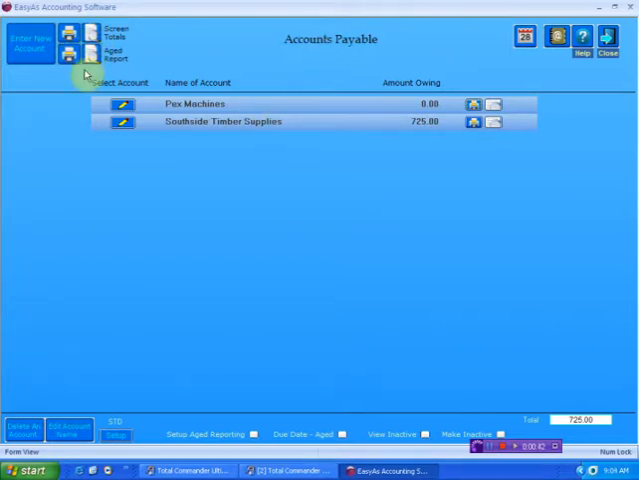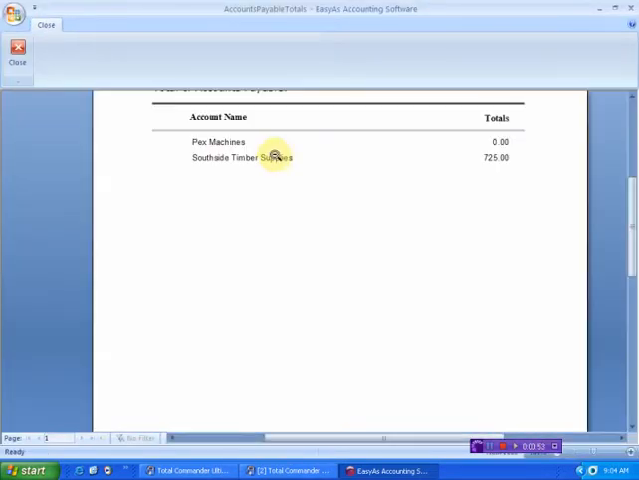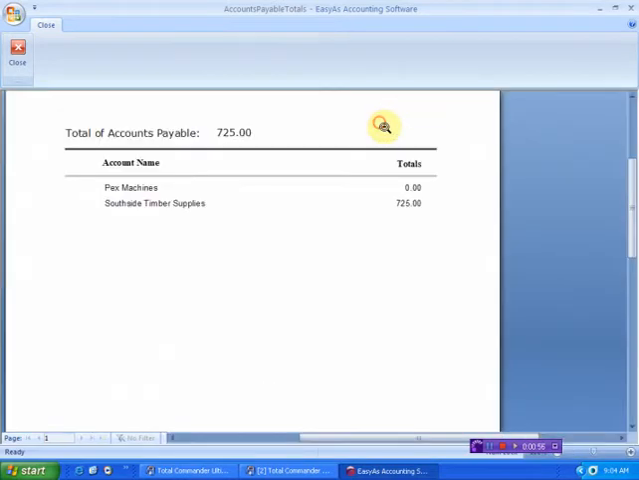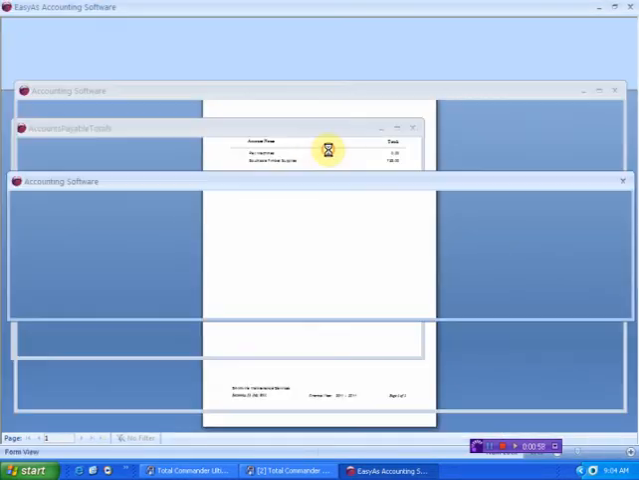Now the reports you get out of this screen are going to be slightly different to the actual record screen. This here is a total screen. So the reports you get are obviously, as you see it from the screen, just totals of the account, what they owe, or what you owe depending upon what you're doing.